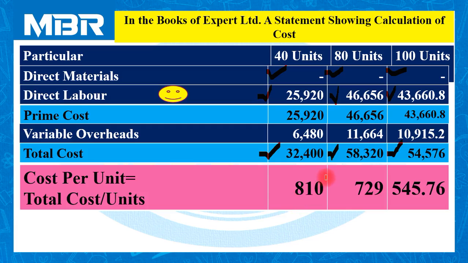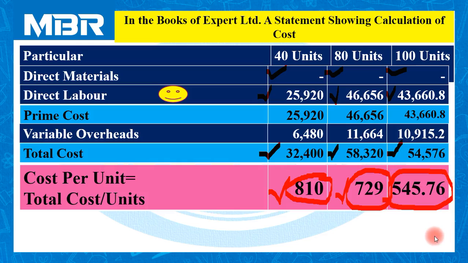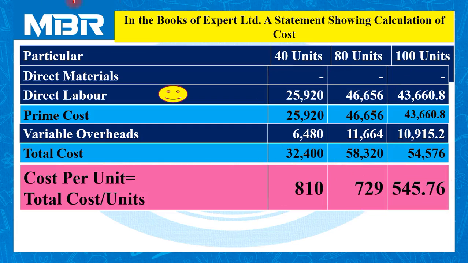So the result, when we have produced 40 units, is 810 per unit. When we have produced 80 units, 729 per unit. And for the manufacturing of 100 units, the cost of production per unit is 545.76. In earlier questions, our answer comes to an end at this point of calculation.